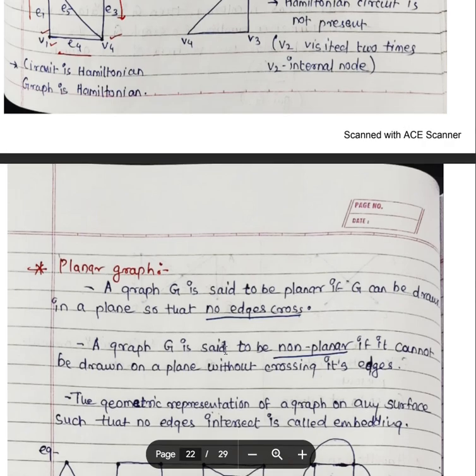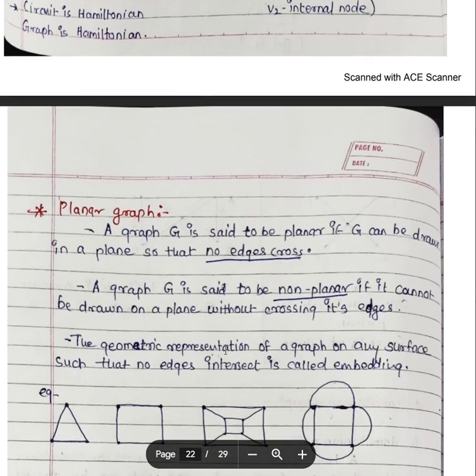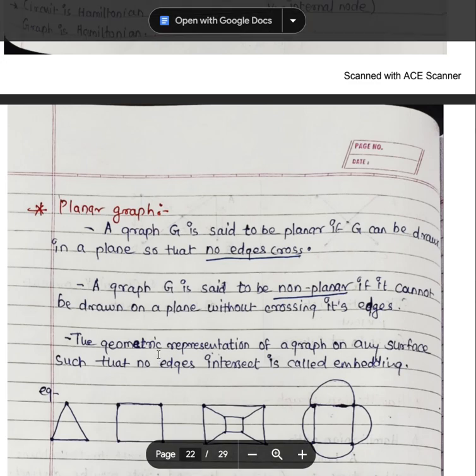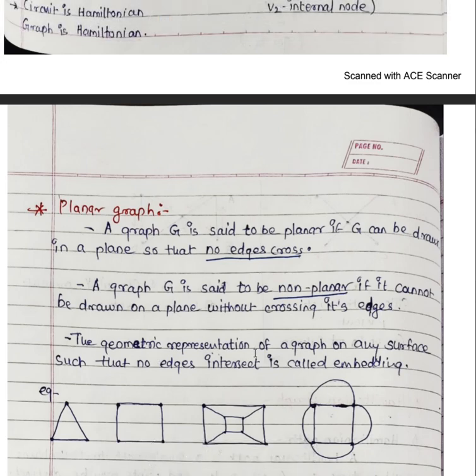Next point is planar graph. A graph G is said to be planar when it can be drawn in a way so that its edges do not cross each other. A graph G is said to be non-planar if it cannot be drawn on a plane without crossing its edges. The geometric representation of a graph on any surface such that no edges intersect is called embedding.